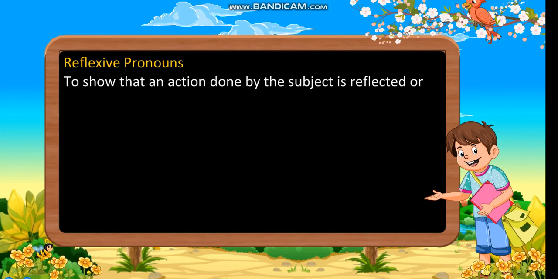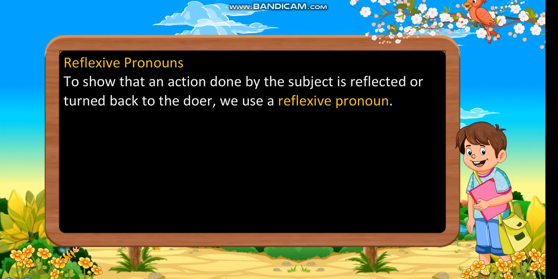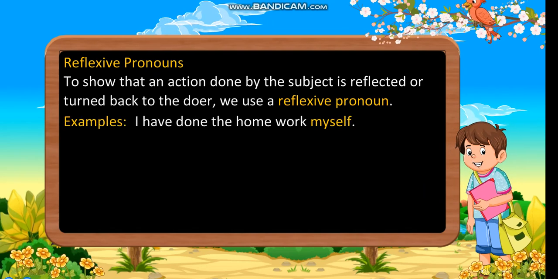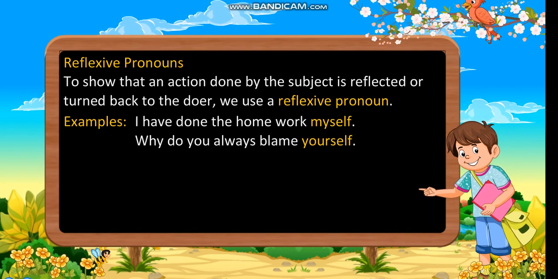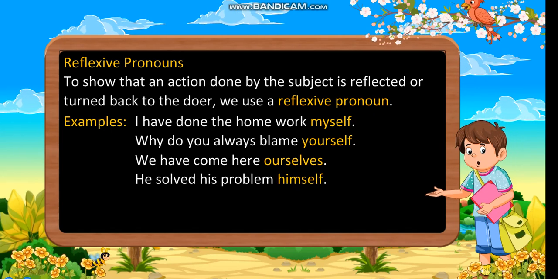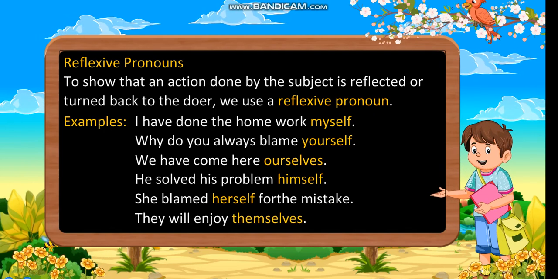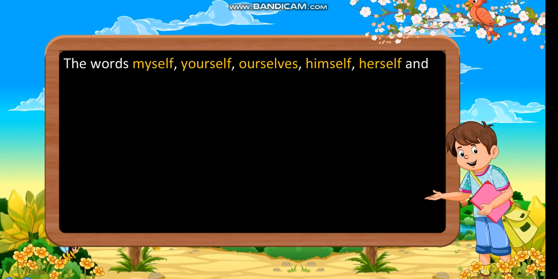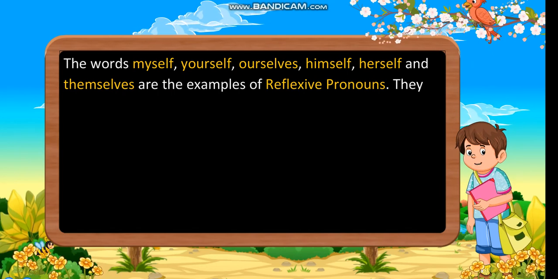Reflexive pronouns. To show that an action done by the subject is reflected or turned back to the doer, we use a reflexive pronoun. Examples: I have done the homework myself. Why do you always blame yourself? We have come here ourselves. He solved his problem himself. She blamed herself for the mistake. They will enjoy themselves. The words myself, yourself, ourselves, himself, herself, and themselves are examples of reflexive pronouns.